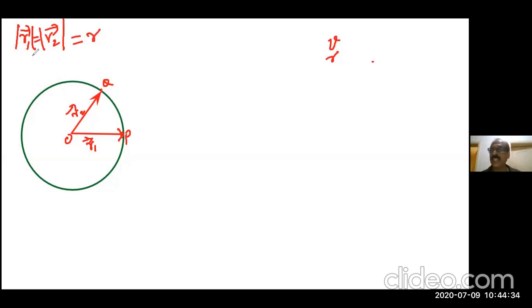But I cannot say vector R1 is equal to vector R2. That's different, because vector R1 means direction OP, and vector R2 means direction OQ. OP and OQ are not the same direction, isn't it? So the position vector R1 is not equal to the position vector R2, but the magnitudes are equal. Any doubt?